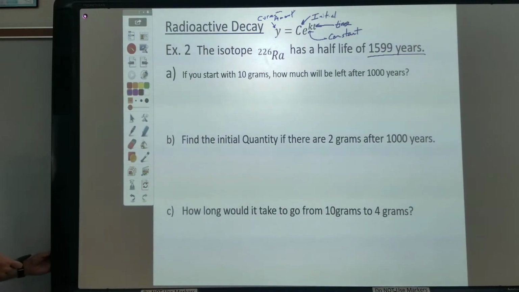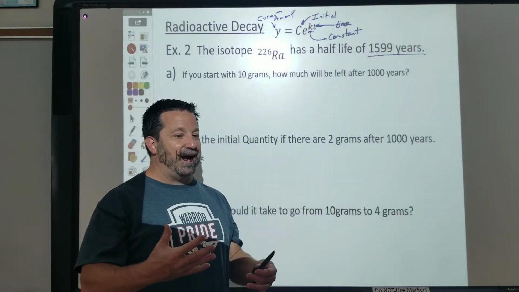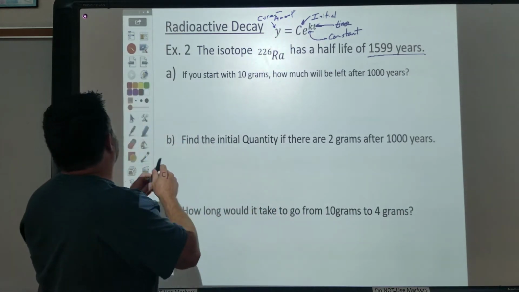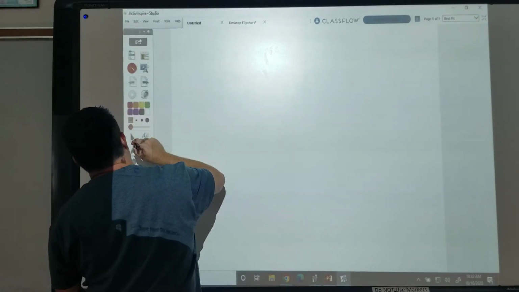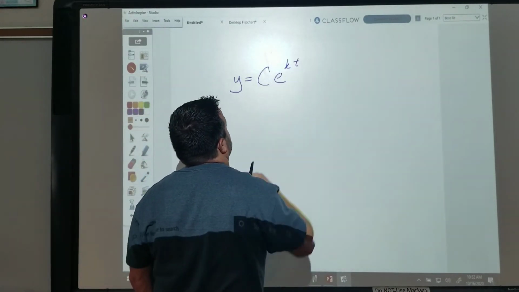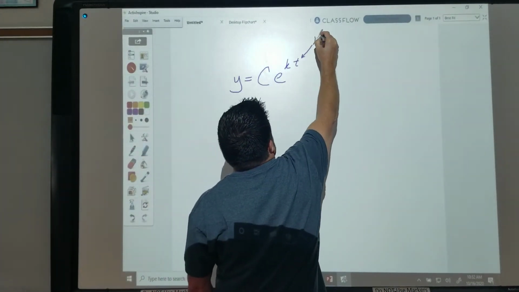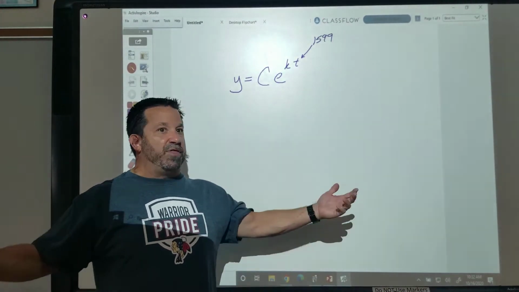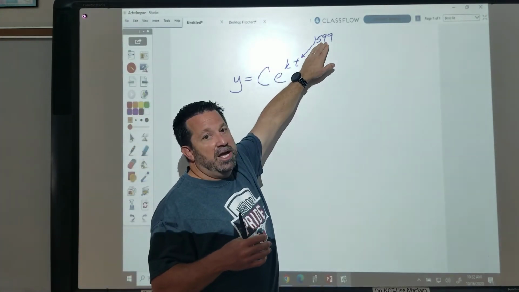So what I want to show you is how you find that K value. Because once you find it one time, you actually can just go straight to the answer. But I need you to understand what it actually means. So, if you have that formula, Y equals C times E to the KT power, we're talking about a half-life. So what we put in here is the amount of years for the half-life. So in this case, it's 1,599. Another problem, it might be like 12,000 or 150 years or something like that. So that number is the part that's going to change at different times.